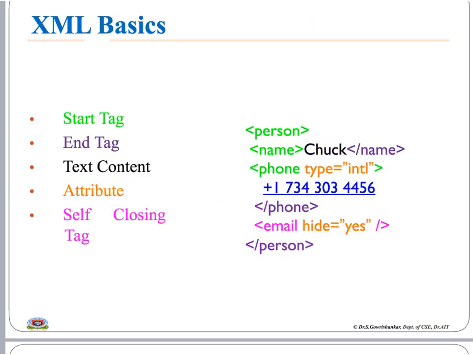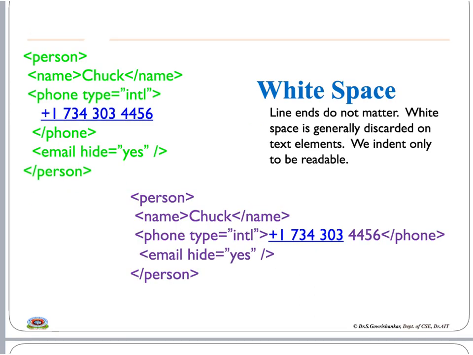So start tag, end tag, text content, attribute, self-closing tag. This is a very critical analysis of XML basics. White spaces and so on. How to read this? Line ends do not matter, as white space is generally discarded in text elements.